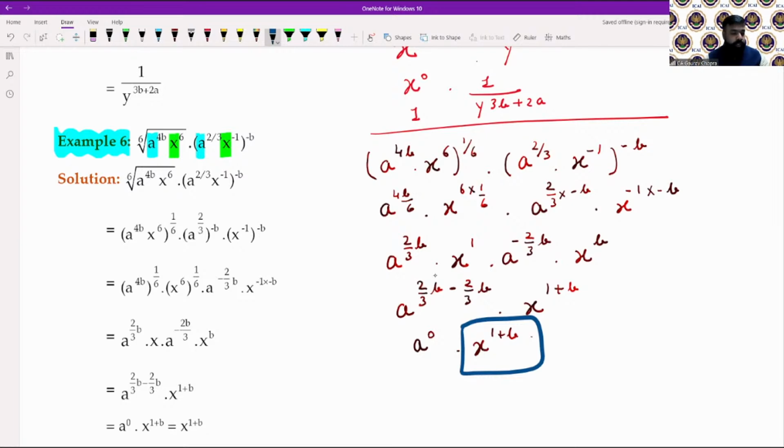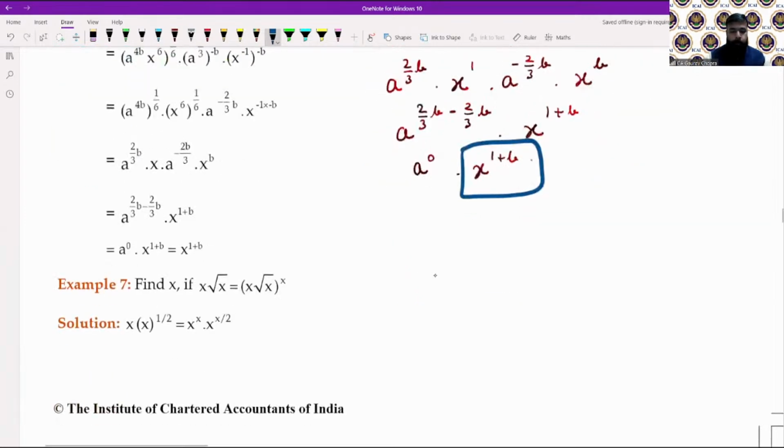So Ritu has given the answer. Tarun has understood. Then Mohammad Sarfaraz wants to ask something, but I haven't received your question. So this was example number 6.